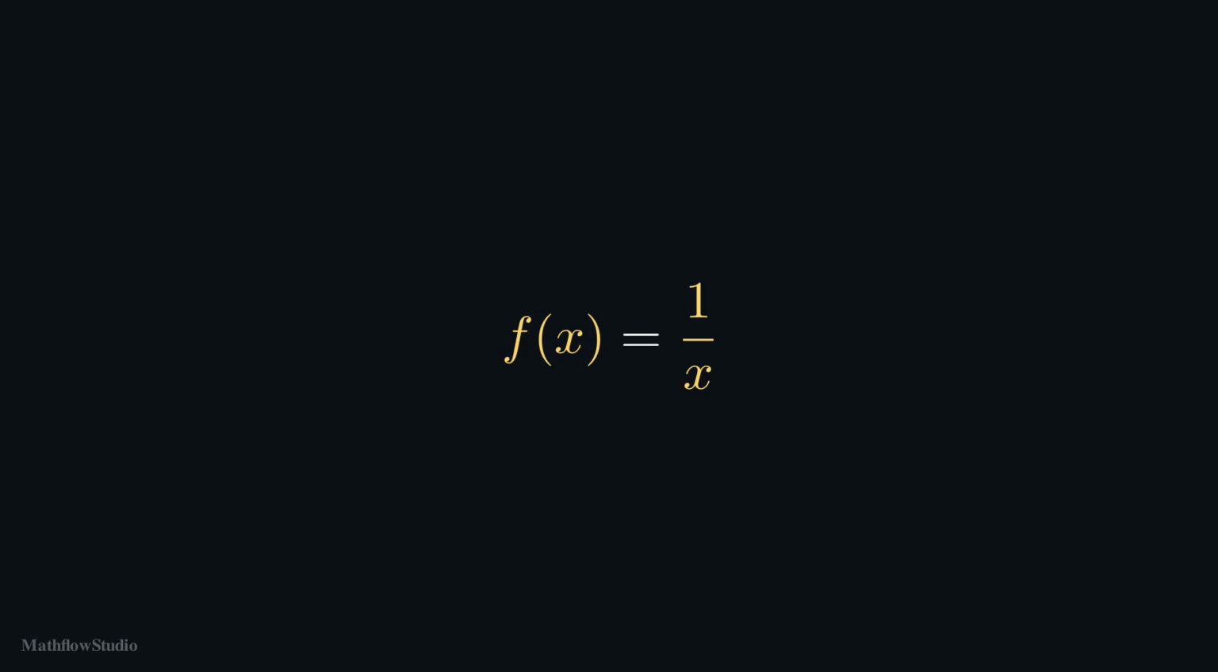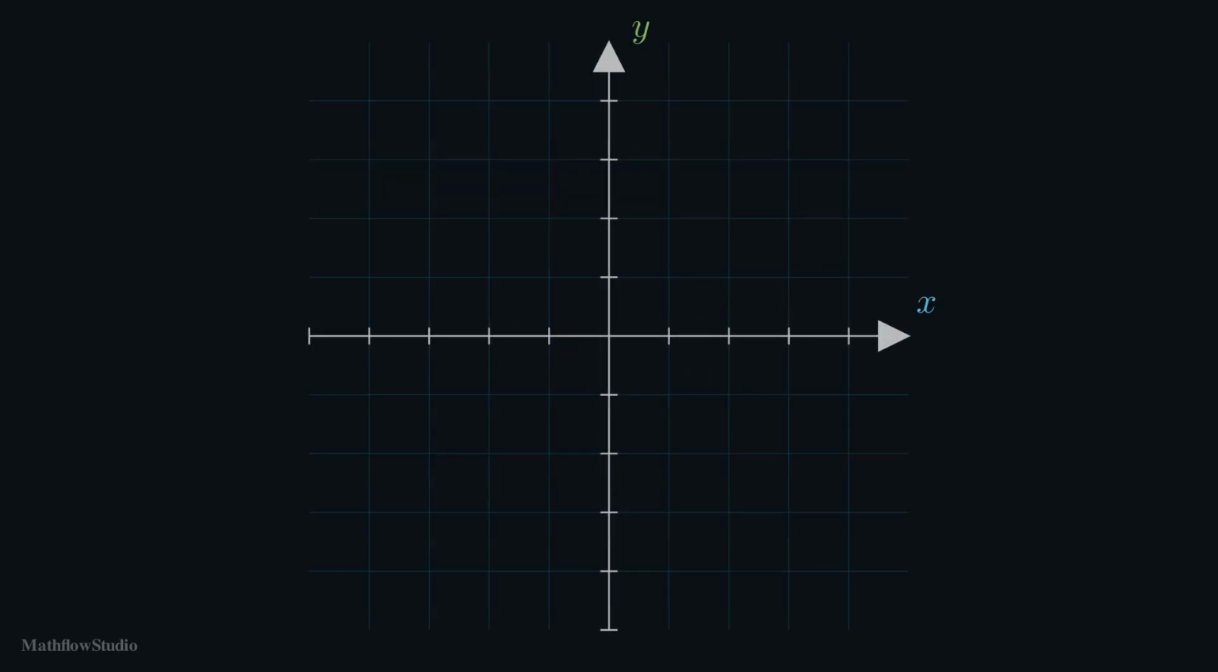Today we meet the reciprocal function f(x) = 1/x. The input x cannot be 0 because division by 0 is not defined. Let us place this function on a coordinate system.